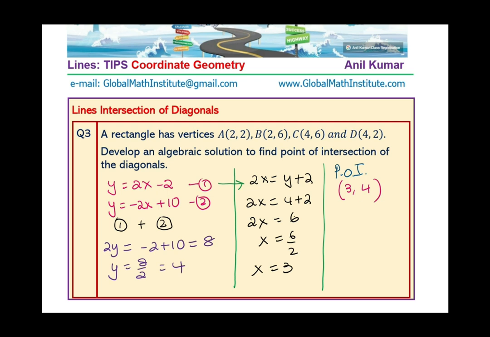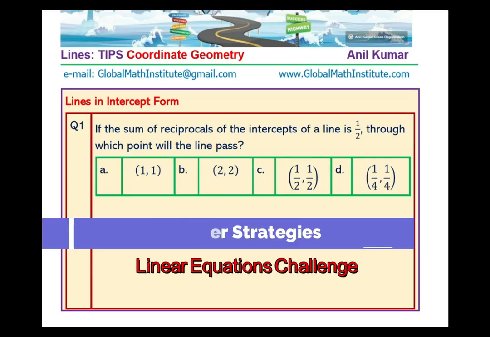However, you should also understand a trick, that is, the intersection of diagonals is the midpoint, right? So in any rectangle, both the diagonals bisect one another. They are not the right bisector, remember that part.